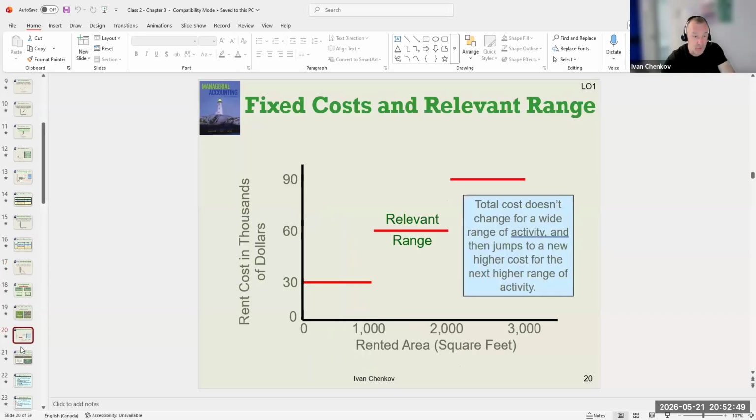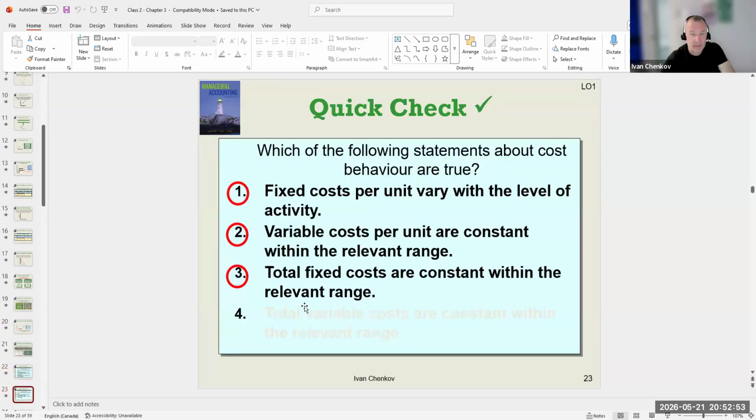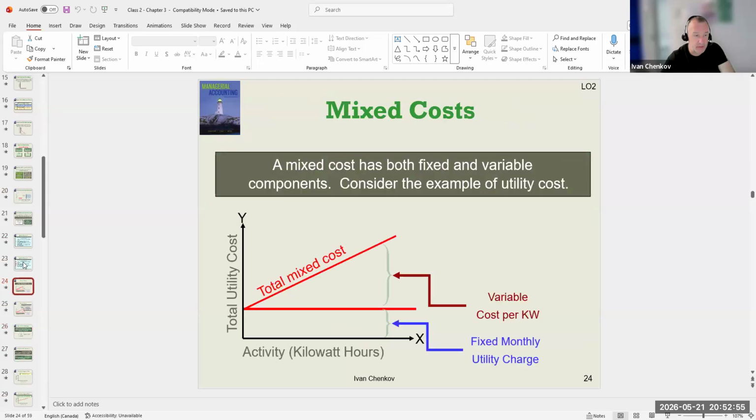And that brings us to, obviously, those three are correct. That brings us to the mixed cost. And what is mixed cost? Mixed cost is something very interesting. That's a combination between the fixed cost and variable cost.